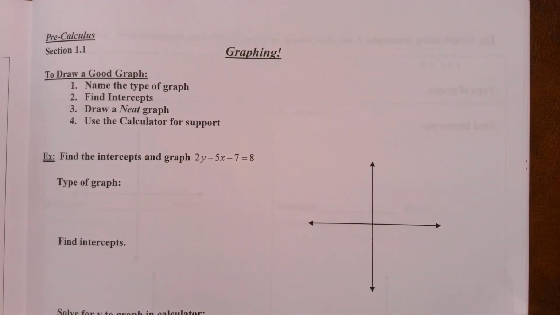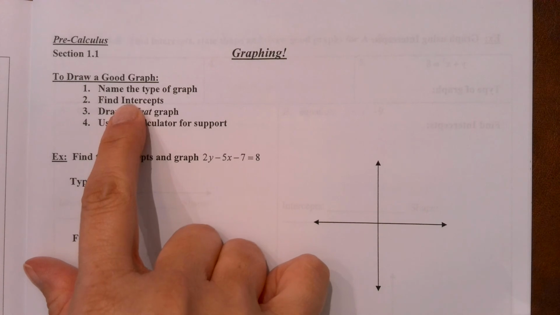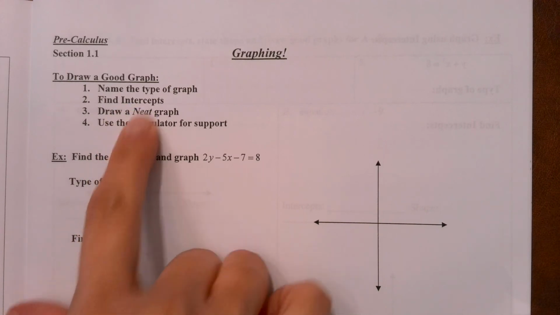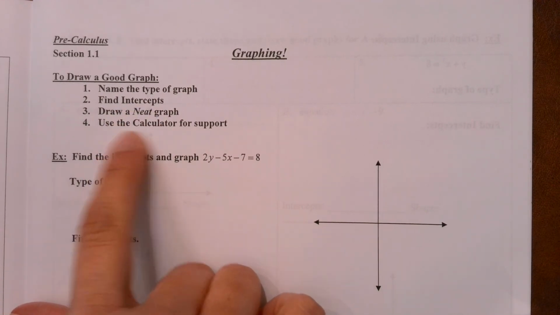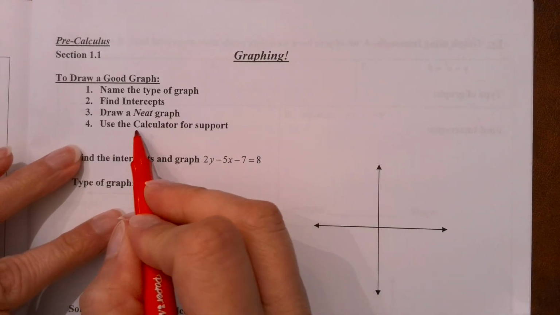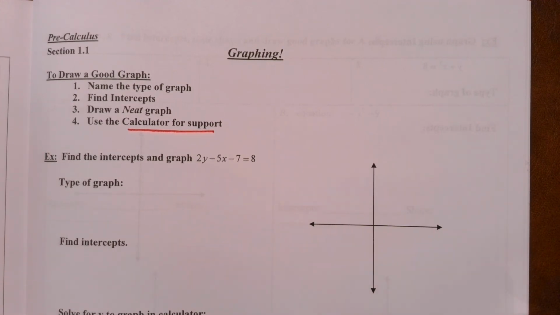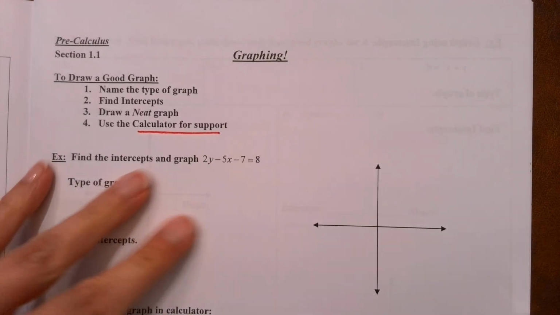Hi, pre-calculus. I'm going to go over the ways that we're going to graph. What we're going to do is name the type of graph, find the intercepts, which are going to help us graph, draw a neat graph, and then use the calculator for support. The calculator piece is going to come at the end, after we have all of the information on our paper.